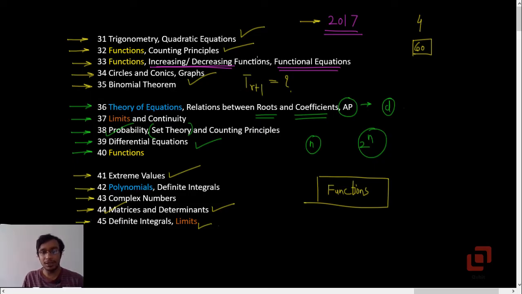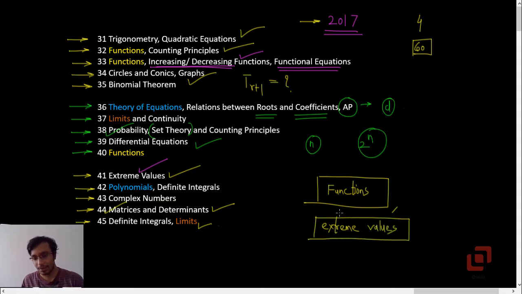For example, in question number 33, they want you to know what increasing functions are and what decreasing functions are, and then again in question number 41 they have a separate question on finding the extreme values of a function. So functions and their extreme values were the two most frequently asked problem types as far as the 2017 math section is concerned.